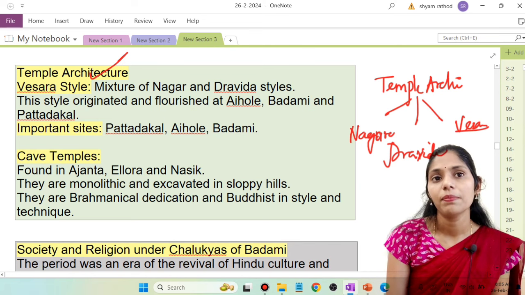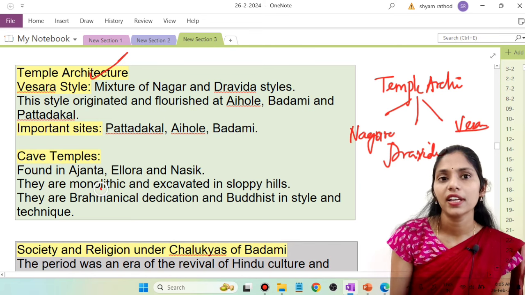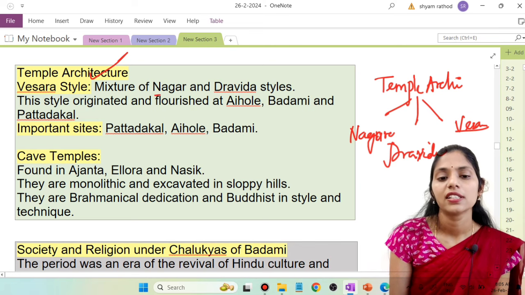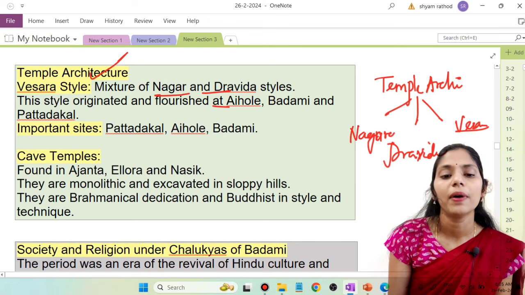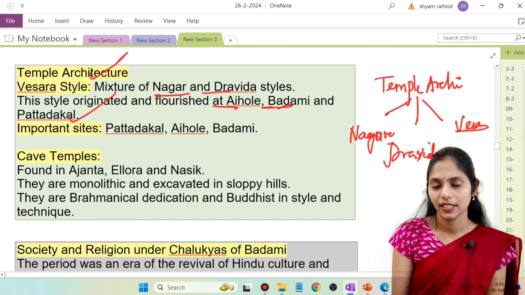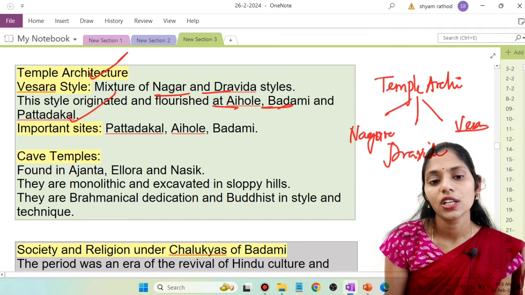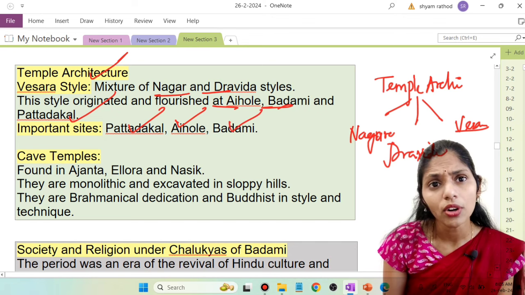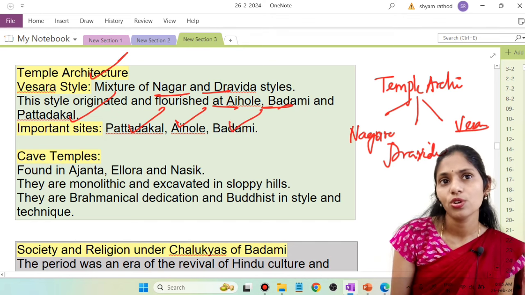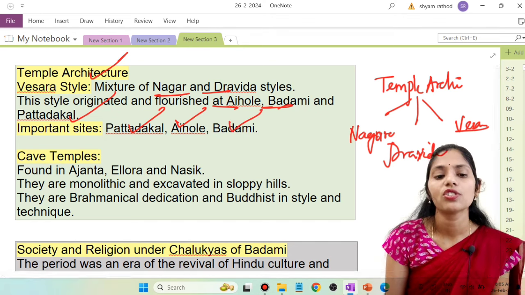The Vesara style of temple architecture is a mixture of the Nagara and Dravida styles. It originated and flourished at Aihole, Badami as well as Pattadikal. So the important sites include Pattadikal, Aihole as well as Badami. If we talk about cave temples, they were also built by the Chalukyas of Badami.